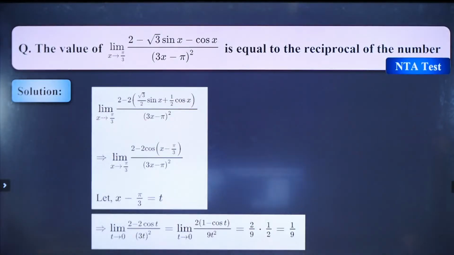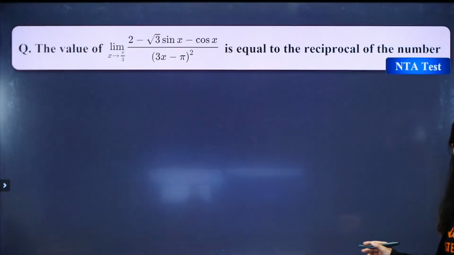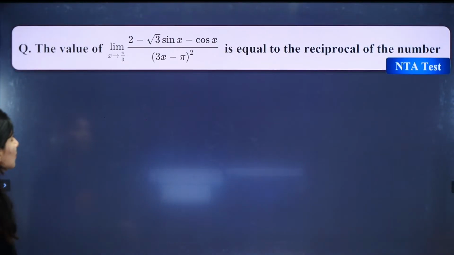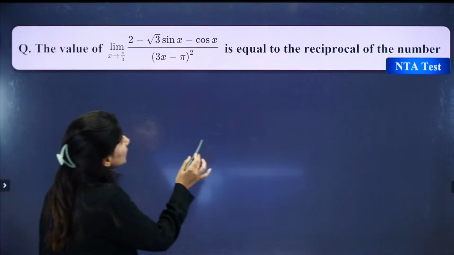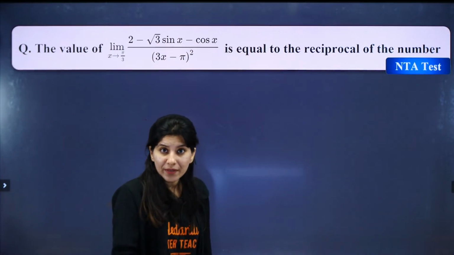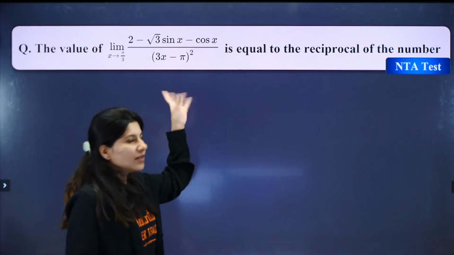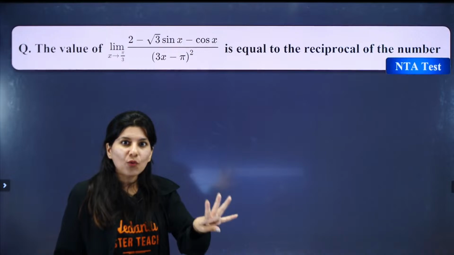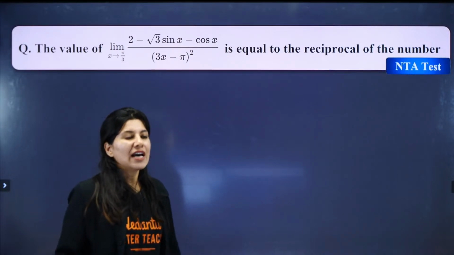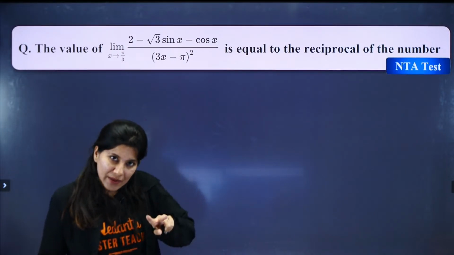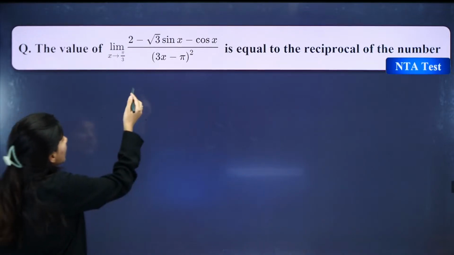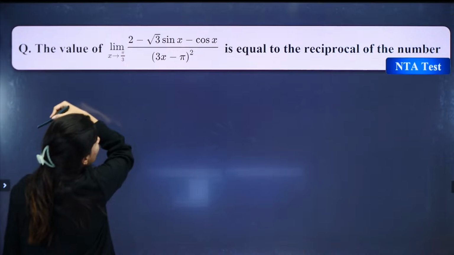Okay, all right. Now let us talk about this question, which is from limits again. Very good question. The value of the limit is equal to the reciprocal of which number? Basically, if the answer is 1 by 4, you have to tell the 4. If the answer is 1 by 6, you have to take the reciprocal of it and tell the answer. So, very basic question. You can clearly see that I want to take 2 common.